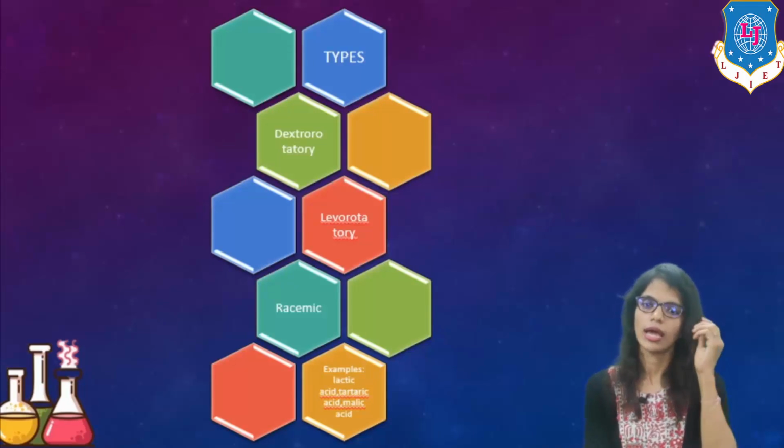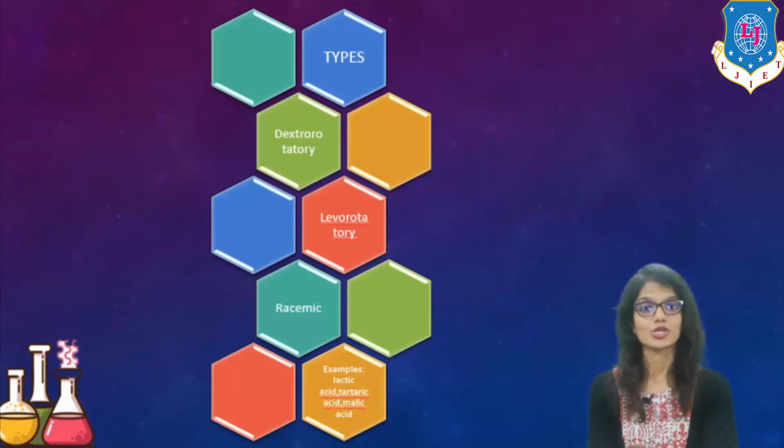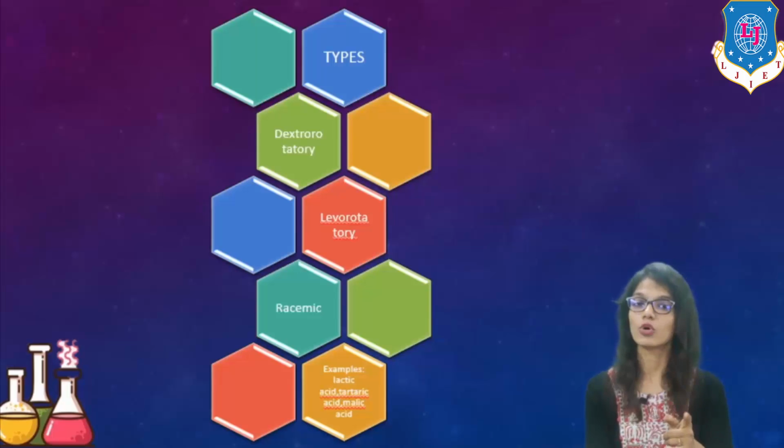Optical isomers are of two types. One is dextro-rotatory, second one is levo-rotatory. But a third type is also there, and I should say it has four different parts: dextro, levo, racemic, and meso. But meso will not be shown by each and every compound, so we will consider here three: dextro-rotatory, levo-rotatory, and racemic mixture.